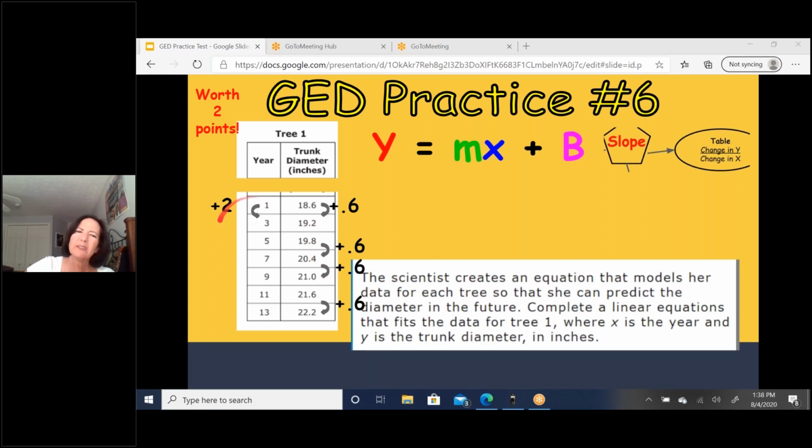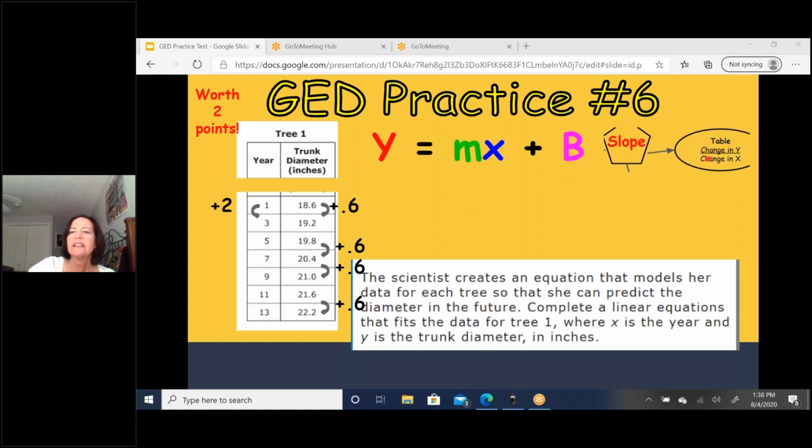Now we also need to look at what's happening with our x values. Every time we go down, our x value increases by 2. Remember, they said that she was collecting data every other year, so we need to pay attention to that. From 3 to 5, yep, 2 again. 5 to 7, yep, 2 again.